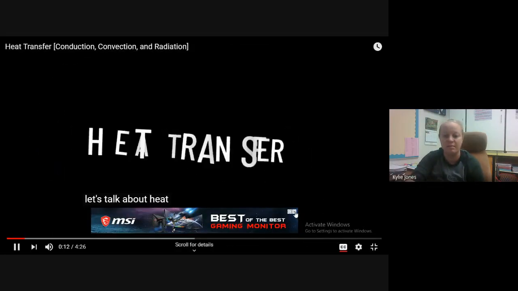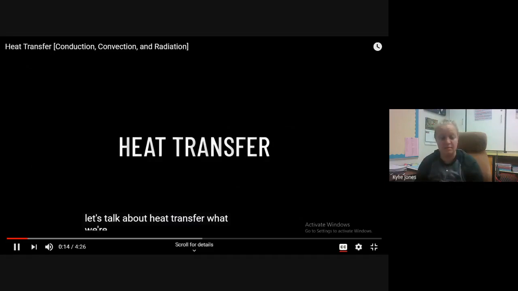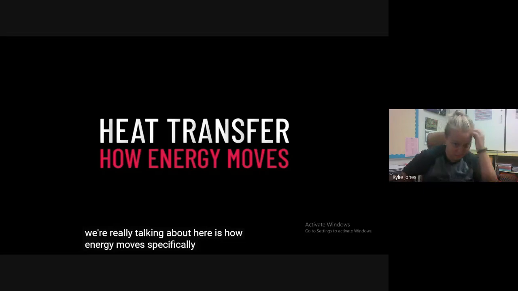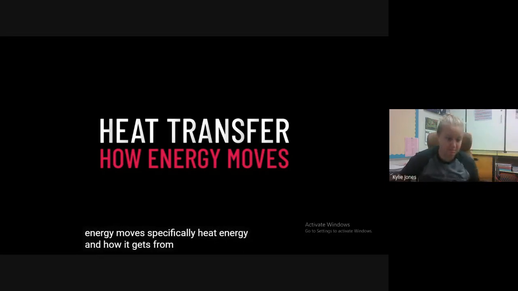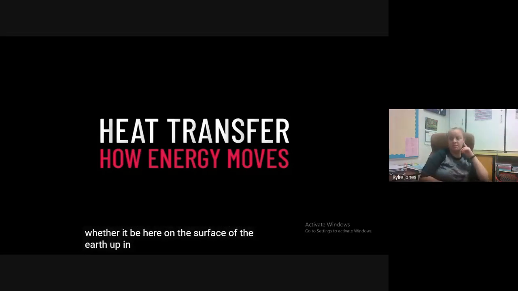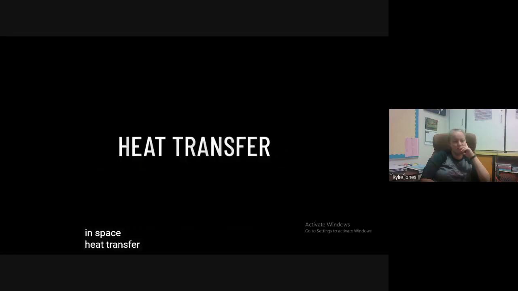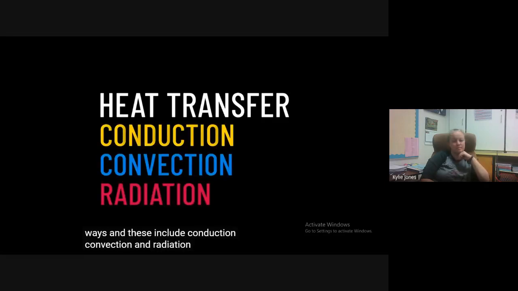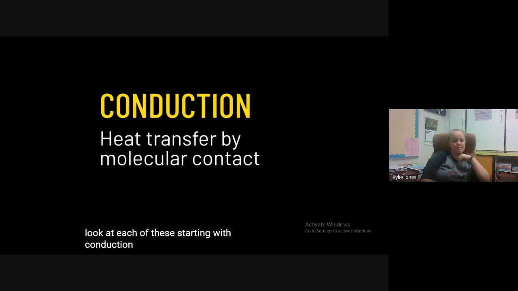Let's talk about heat transfer. What we're really talking about here is how energy moves, specifically heat energy, and how it gets from point A to point B, whether it be here on the surface of the Earth, up in the atmosphere, or even out in space. Heat transfer occurs really in 3 ways, and these include conduction, convection, and radiation. Let's take a look at each of these, starting with conduction.